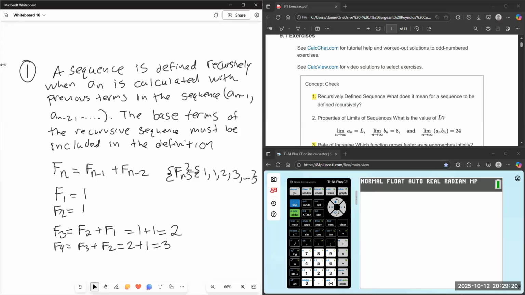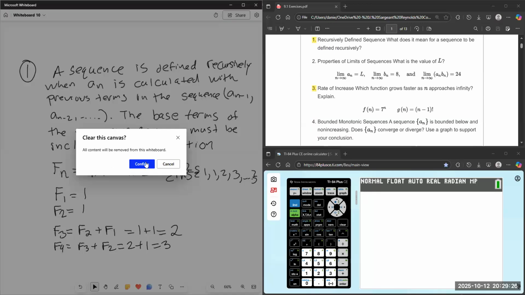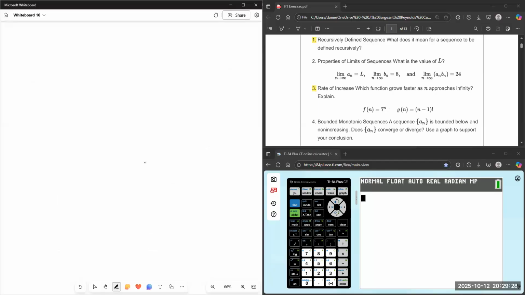All right, enough on that. Let's look at 3 here. Which function grows faster as n approaches infinity, and explain? So question 3, we have f of n is an exponential function, 7 to the n.